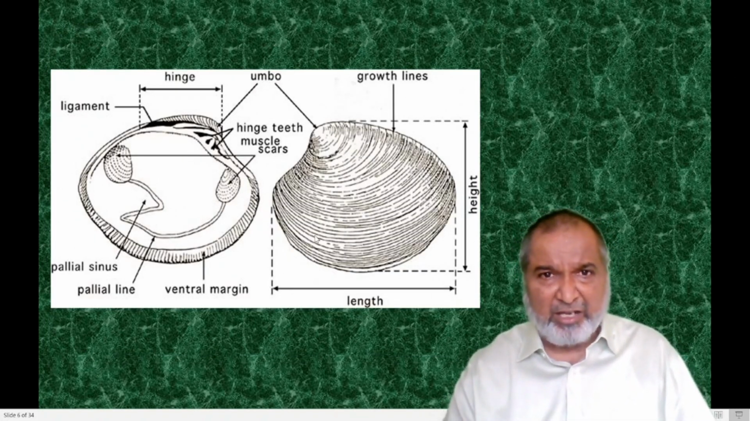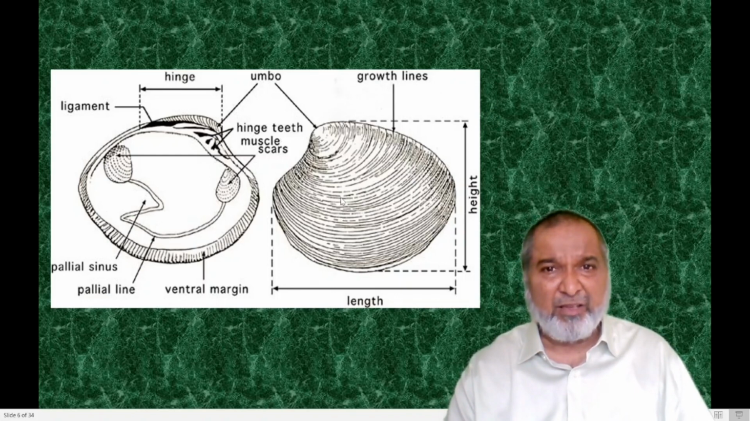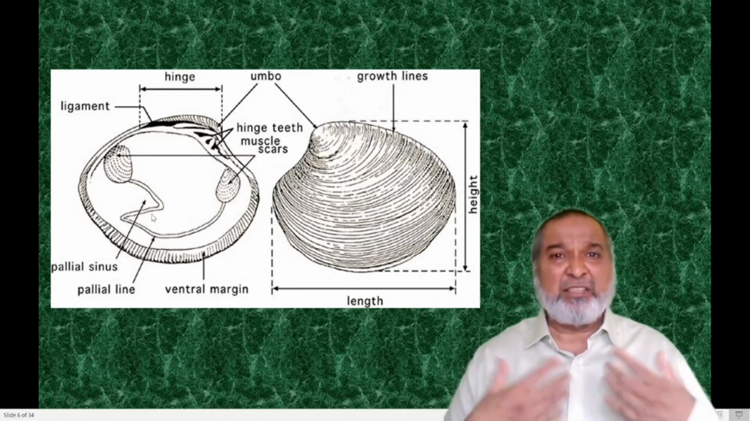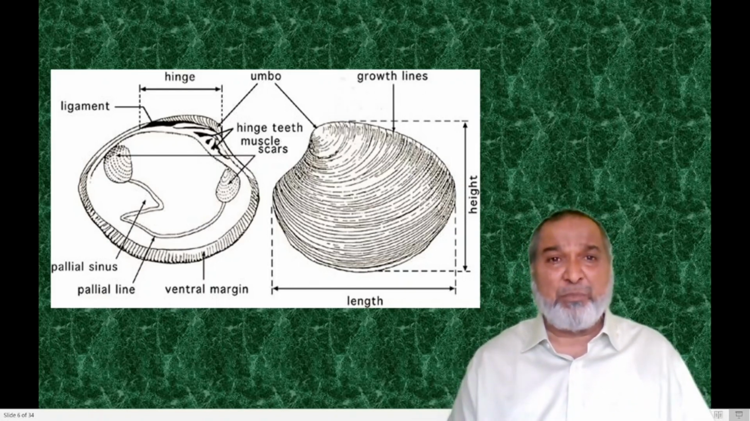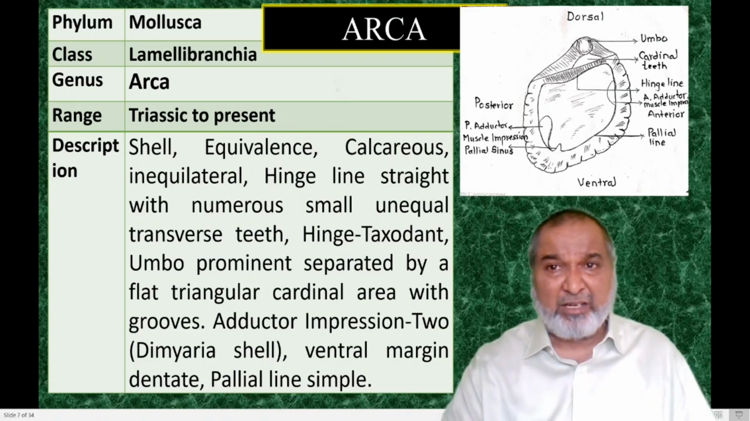I can see here again with the diagram: growth lines have been shown, height and length have been mentioned. You can see the umbo, it is very clear, the hinge line is there, and these are the two muscle impressions. This is the pallial sinus. This is the pallial line, and the ventral margin. So again with the diagram, I tried to show you that these are the important things to be remembered, and they will be required in your theory as well as in the practical.